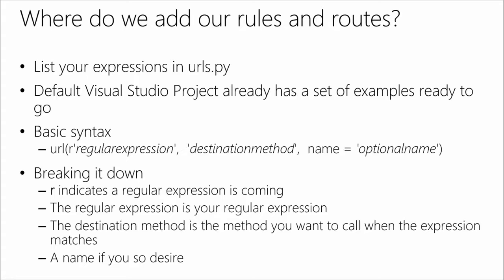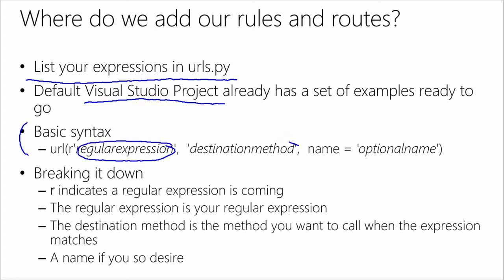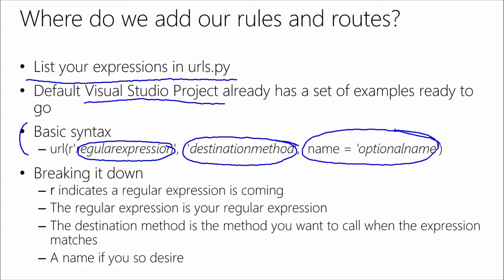OK, so let's get in and actually do it. How do we actually add in our rules and our routes? Well, what you're going to do is list all your expressions inside of urls.py. Your default Visual Studio project is going to have a whole set that you could go ahead and use. And here's the basic syntax: whatever your regular expression is, whatever the destination method name is that you want it to call, the actual code, and then you can also give it a name if you so desire.